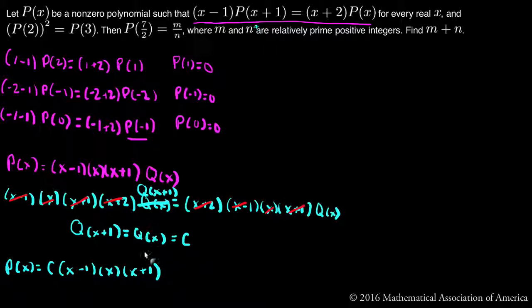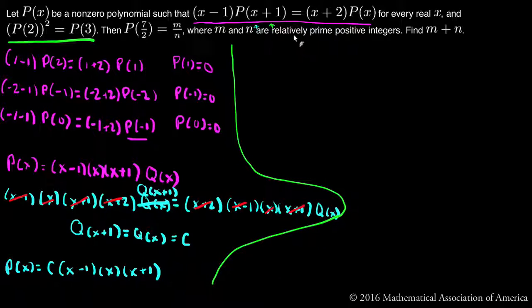Okay, now, next thing, if I can figure out the value of p of some number, I can figure out what c is. So that's where I'm going to go. They give me this piece of information here saying p of 2 squared equals p of 3. So I have a p of 2 and a p of 3 in it. So I'm going to make x equal 2. So this will be p of 2 and this will be p of 3. So x is 2. So I have 2 minus 1, p of 3 equals 2 plus 2, p of 2.